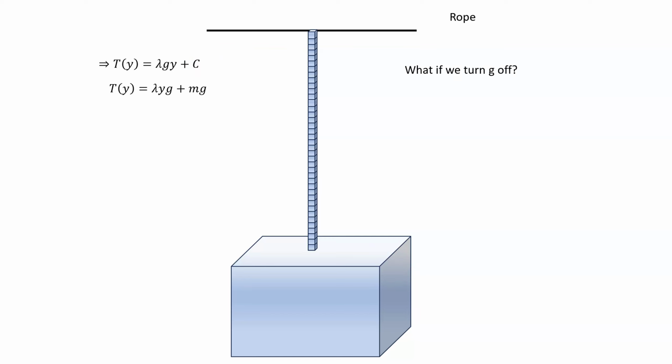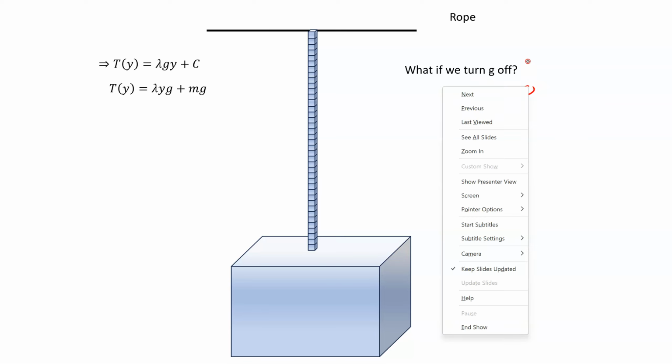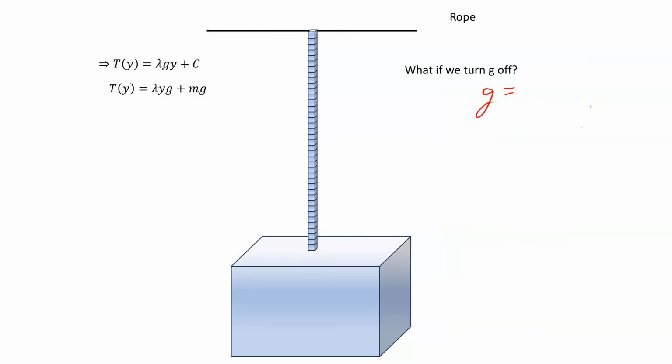Now I want to do a really weird thing. I want to turn off gravity. I'm not turning off mass. Everything still has mass. I just don't want forces associated with that mass anymore. So let's turn it all off. In other words, set G equals 0. What happens in that case?